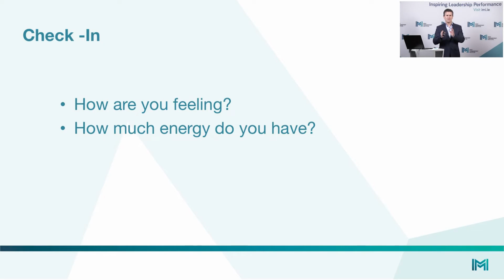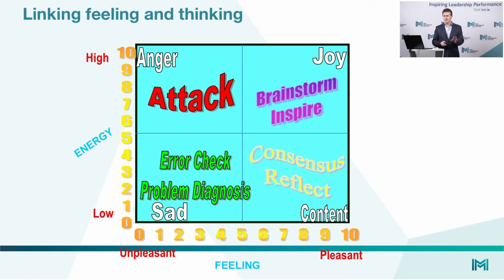Where would you sit yourself on both of those axes? And it really matters. Where you sit on those axes really matters. So if we plot how much energy you have on the y-axis, from low to very high energy, and how you're feeling from unpleasant to very pleasant on the x-axis, we will produce a 2x2 matrix.